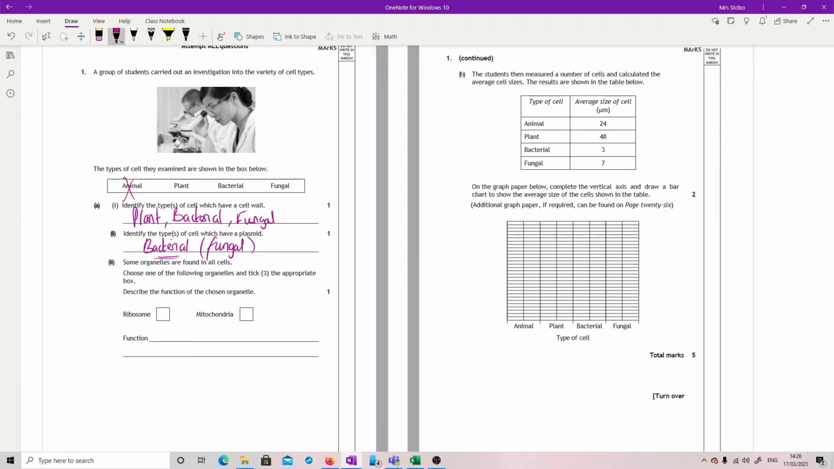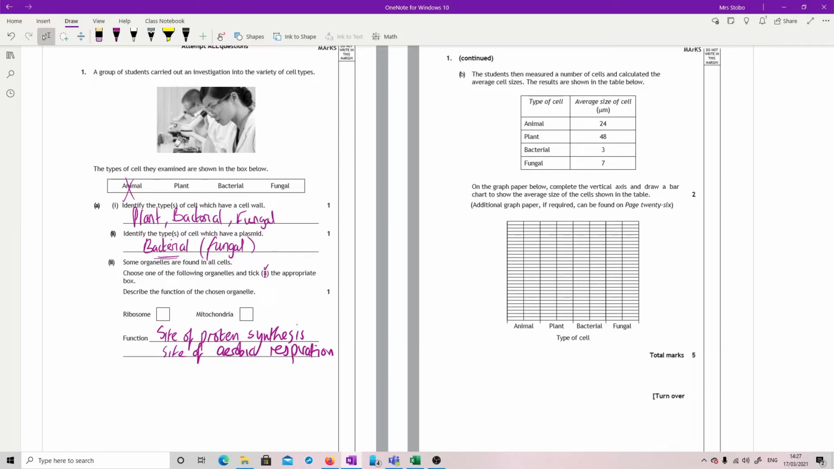Choose one of the following, tick the appropriate. This obviously should be a little tick, but it's just because it's been imported. Describe the function of the chosen organelle. So if you went with ribosome, it's the site of protein synthesis. And if you went with mitochondria, then it's the site of aerobic respiration. And you need the aerobic because for general respiration, you would have to just say cell. And if you went fermentation, so when you don't have oxygen present, you'd have to go cytoplasm.